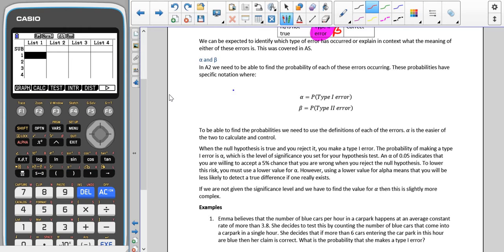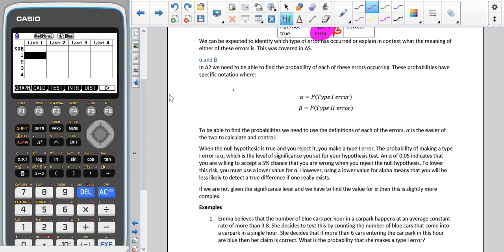So when the null hypothesis is true and we reject H0, you make a type 1 error. The probability of making a type 1 error is alpha, which is the significance level of the hypothesis test. An alpha of 0.05 indicates that you are willing to accept a 5% chance that you are wrong when you reject H0. To lower the risk, you would use a lower value of alpha. However, using a lower value of alpha will also make it less likely to detect a true difference if one really exists. If we are not given the significance level, however, then we have to go a little bit further.